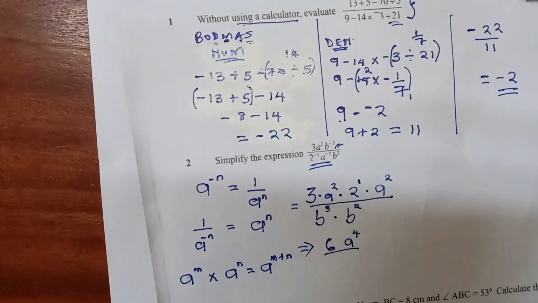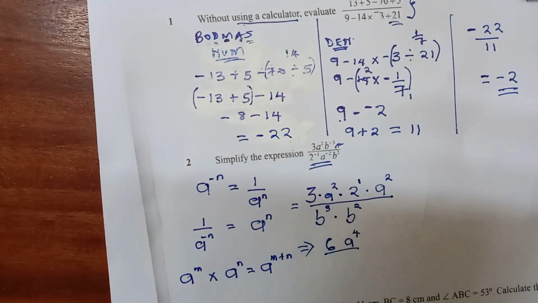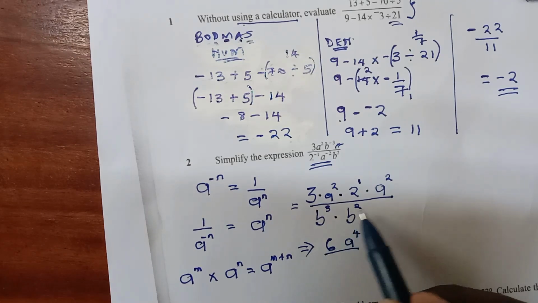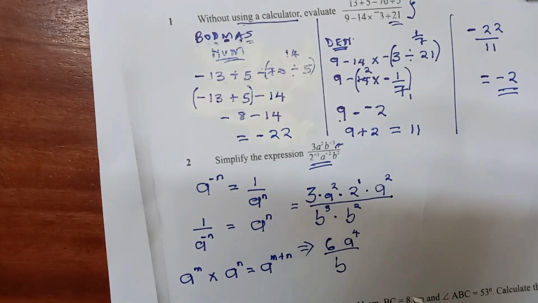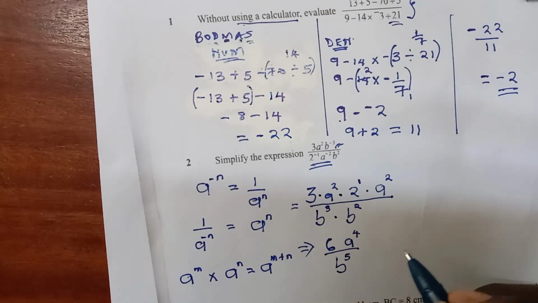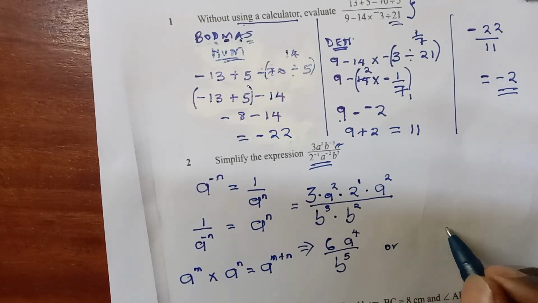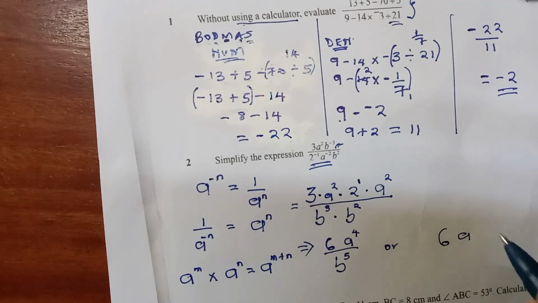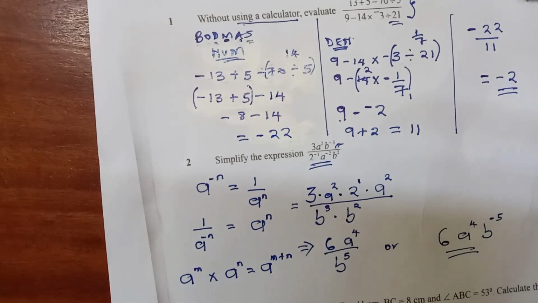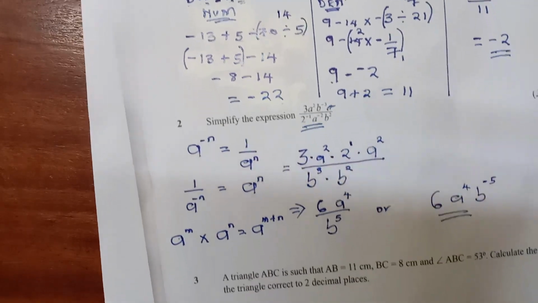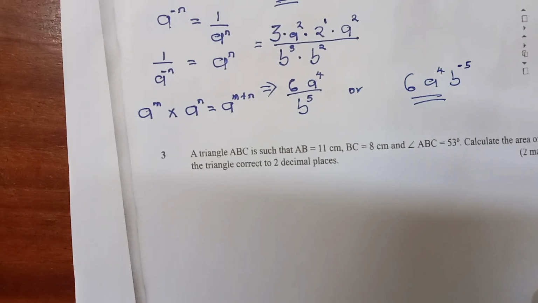over the denominator, which is b raised to the power of 3 multiplied by b raised to the power of 2. So it becomes b raised to the power of 3 plus 2, which becomes 5. So we have simplified, or you can say it is 6 a raised to the power of 4, then b raised to the power of negative 5. So in this manner you have simplified this particular expression. Now going ahead to question 3.